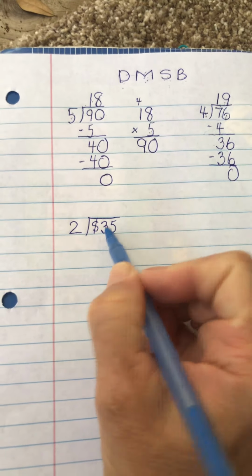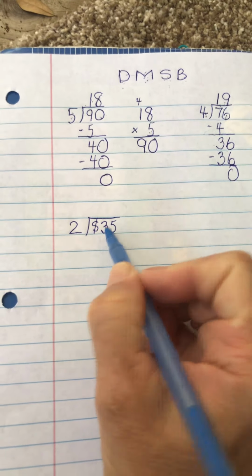15 minus 14 is 1. Okay, well, 2 won't go into 1, and there's nothing else to bring down, so guess what? That's your remainder. That's what's left over, okay? There's $1 left over, okay? So we put up here, remainder 1.